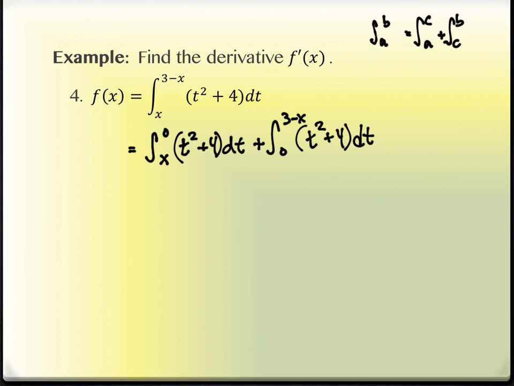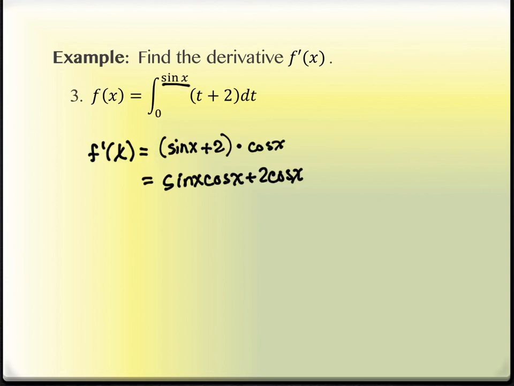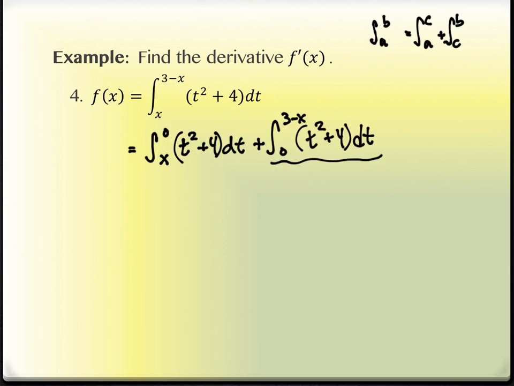Now, that second one here looks a lot like this last piece, doesn't it? It's got a 0 at the bottom. It has a function that's got x in it, but it's not just x as an upper limit of integration. It looks a lot like the one we just did. What's different about the first one, though? The x is on the bottom.